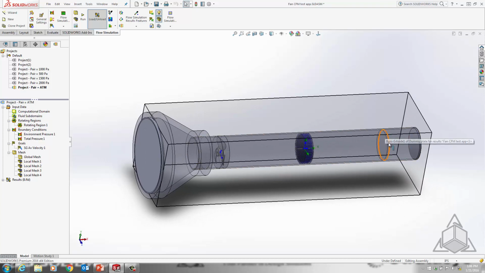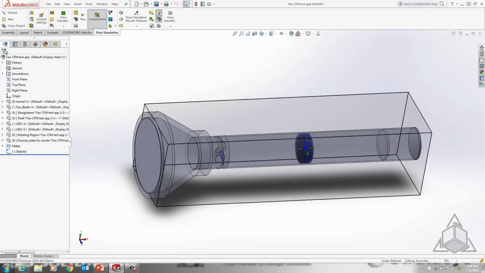What I have here is what I call a dummy plate. I named it dummy plate, and this plate right here does not actually exist in the analysis. It's an invisible plate that is placed to extract results. All my results for this analysis are going to be based on this location. This location is also provided to you through that standard. It's where you have to gather the velocity results and the pressure results as well.